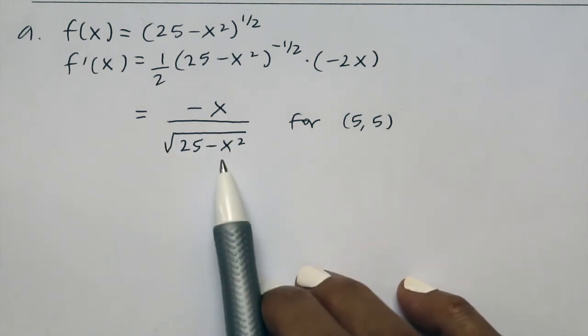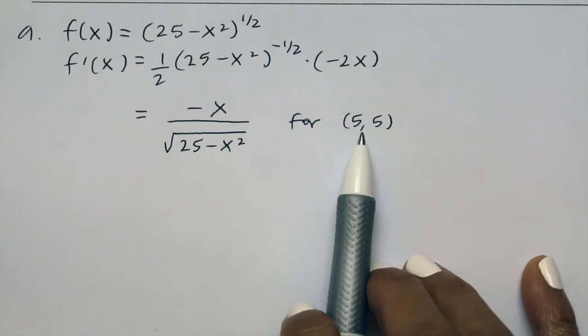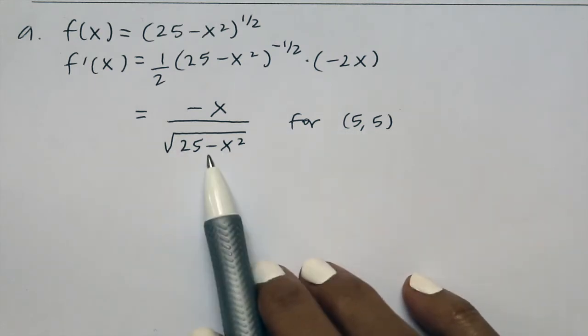Since you have the radical in the denominator, your domain is going to be from -5 to 5, not inclusive, because you can't have 0 in the denominator.